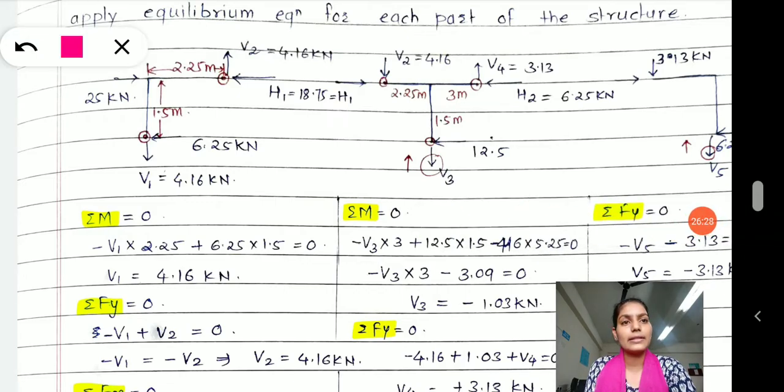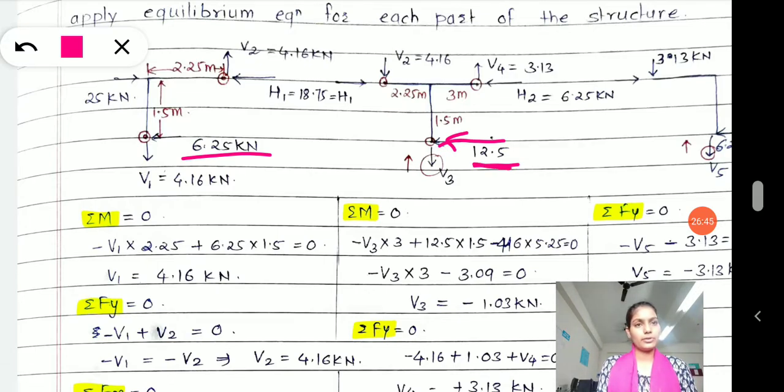Next is this part. Here your horizontal force is known to you: the force taken by the interior columns will be twice that of the exterior columns. Therefore the interior column will take 12.5 kilonewton.